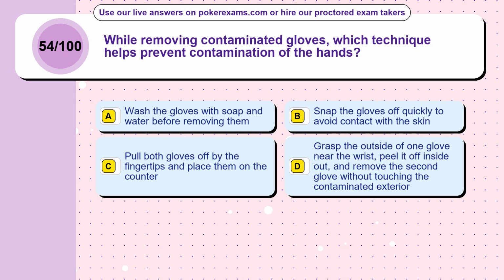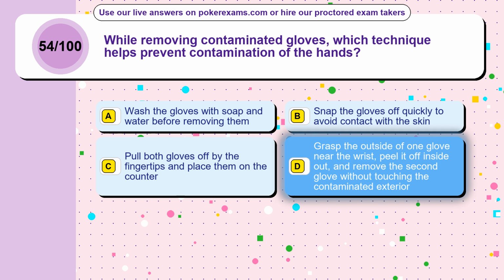Option A, wash the gloves with soap and water before removing them. Option B, snap the gloves off quickly to avoid contact with the skin. Option C, pull both gloves off by the fingertips and place them on the counter. Option D, grasp the outside of one glove near the wrist, peel it off inside out, and remove the second glove without touching the contaminated exterior. The correct answer is option D.